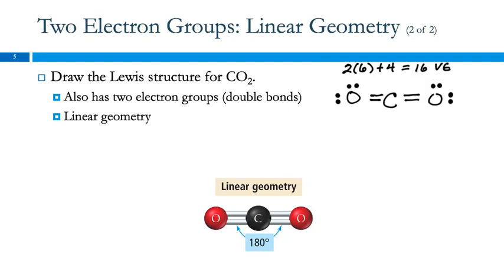So then we just consider it one group. One double bond is one electron group, and the other double bond is the other group.